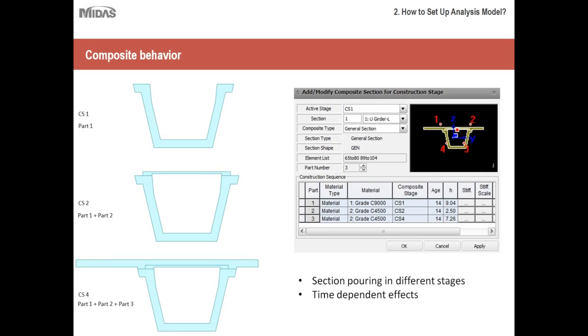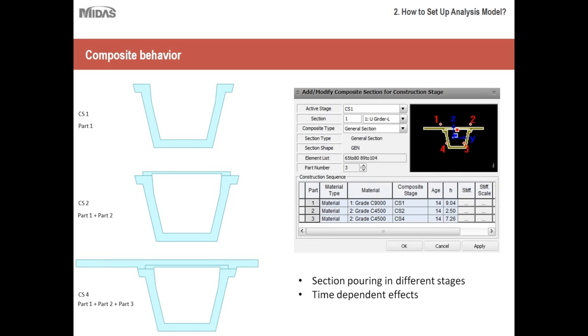Then the second challenge was capturing the composite behavior of the section. So like I said, in the first construction stage, let's say it is just the U girder. In the second, it is the U girder plus the lid on top. And the third or the fourth construction stage, depending upon your construction sequence and post-tensioning of the structure, could be third, fourth, or fifth. And at that point, when you have poured the deck on top, the structure will become a composite section.